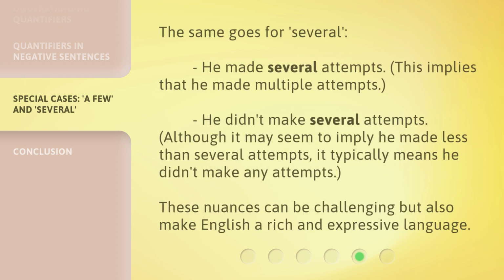The same goes for several. He made several attempts. This implies that he made multiple attempts. He didn't make several attempts. Although it may seem to imply he made less than several attempts, it typically means he didn't make any attempts. These nuances can be challenging but also make English a rich and expressive language.